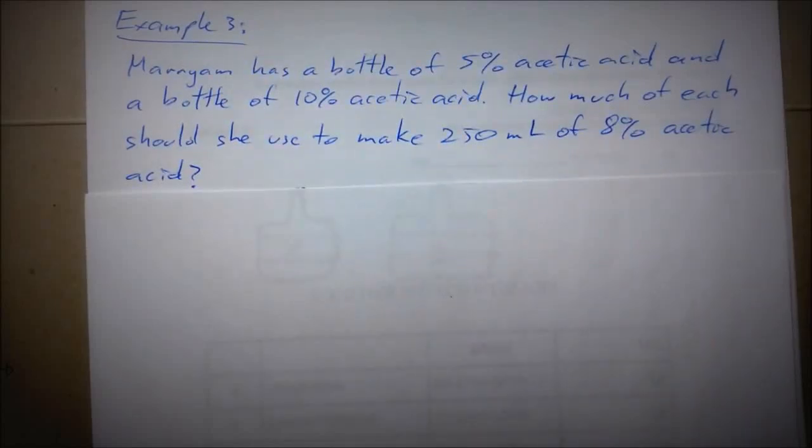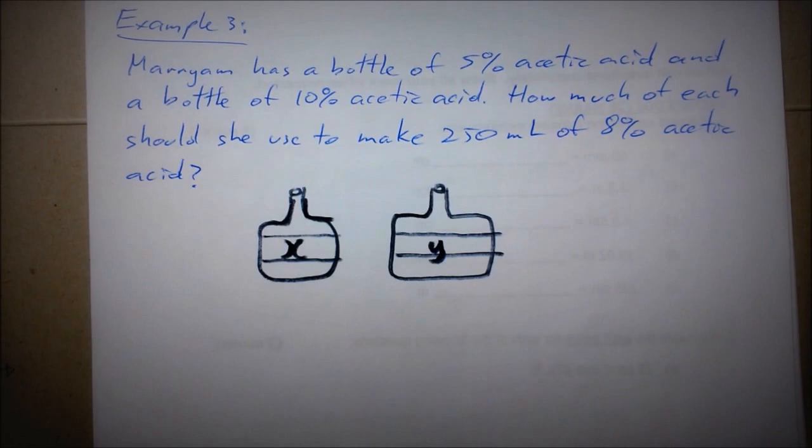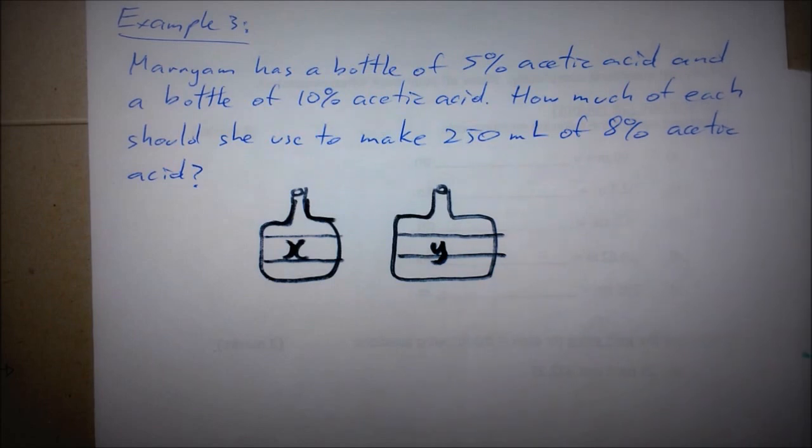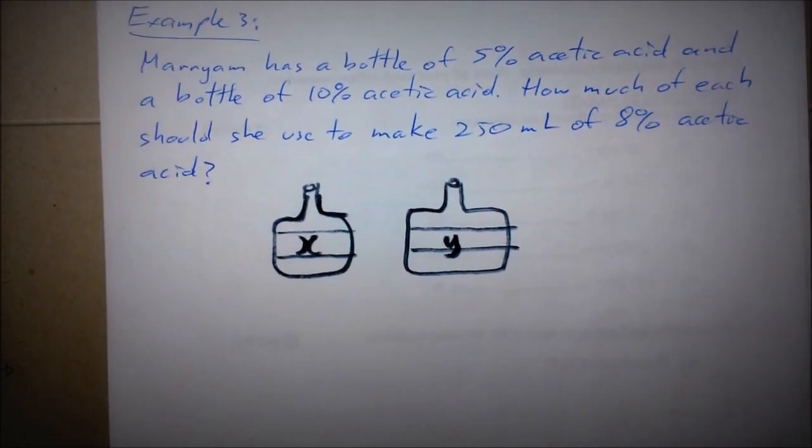Example 3. Maryam has a bottle of 5% acetic acid and a bottle of 10% acetic acid. How much of each should she use to make 250 milliliters of 8% acetic acid? Okay, so just like any example, do a sketch in order to help you figure out what the problem looks like. But in any case, you have two bottles.